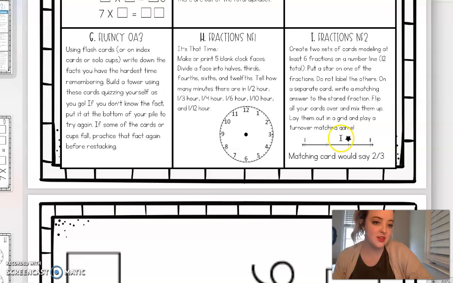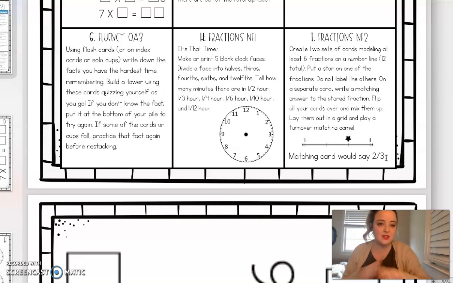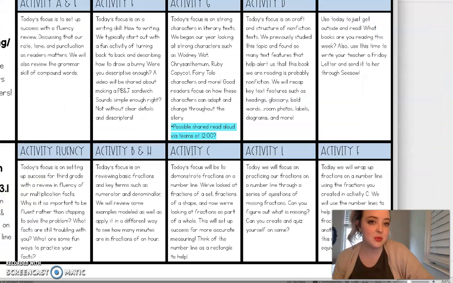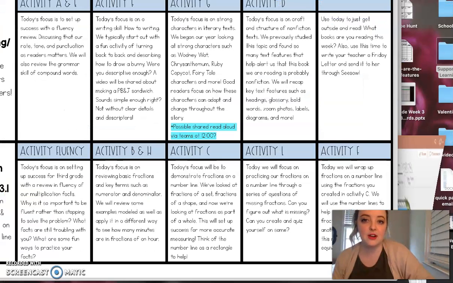So then I would have this star card here. And then on a separate card, I would have 2/3. And then you shuffle them all up and match them up to see how they would line up. So that's the activity today, just to practice with missing numbers on a fraction line.